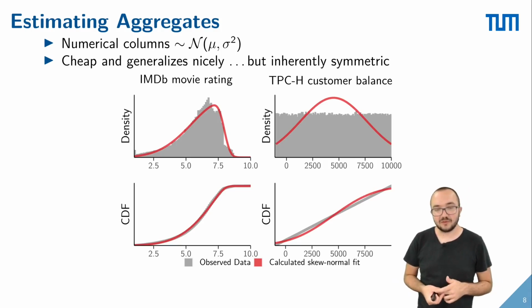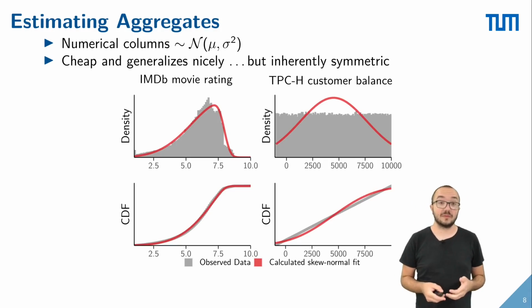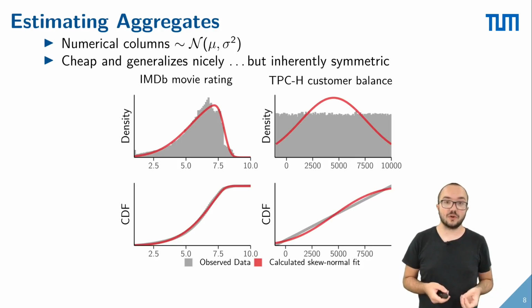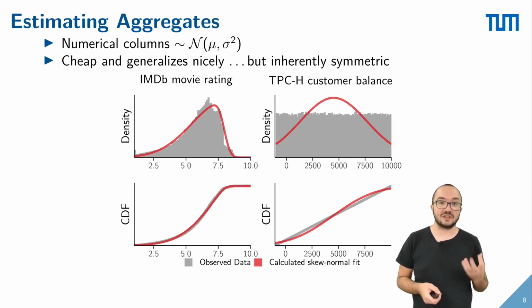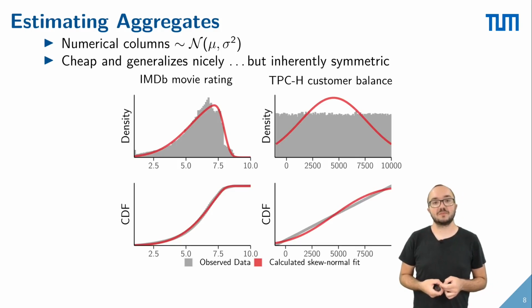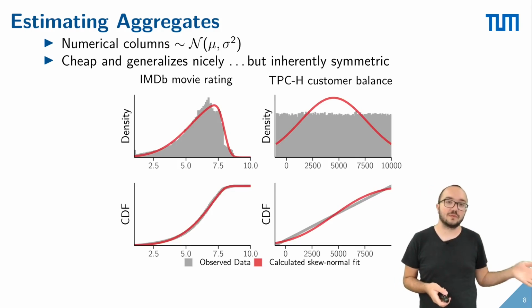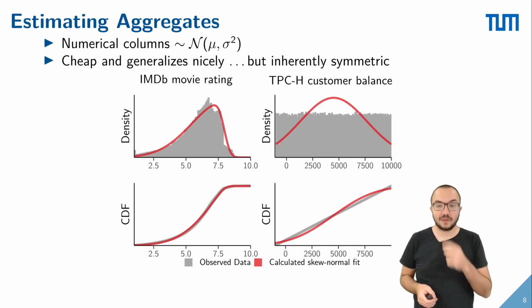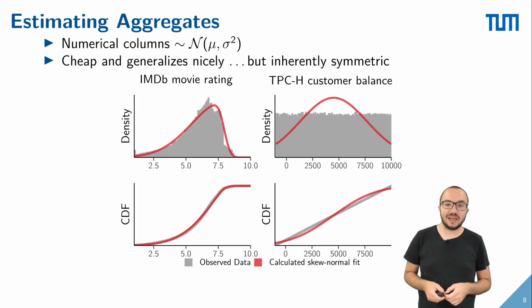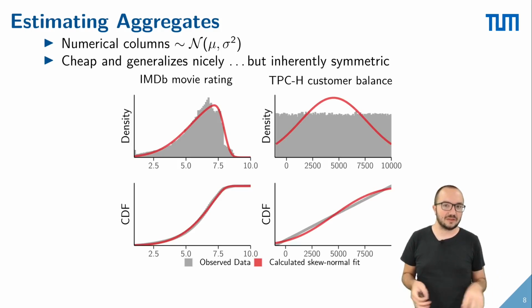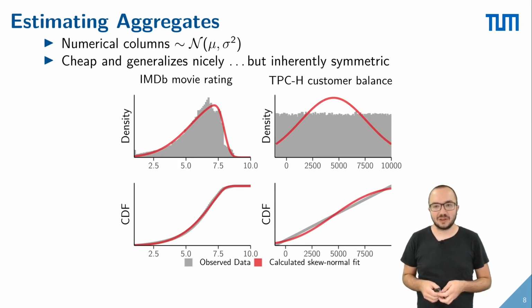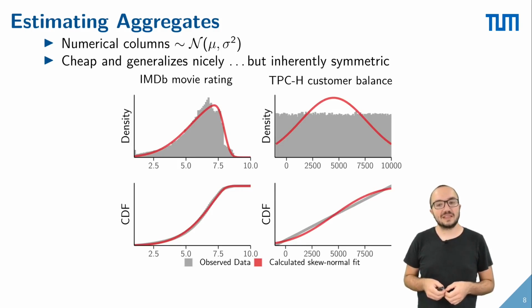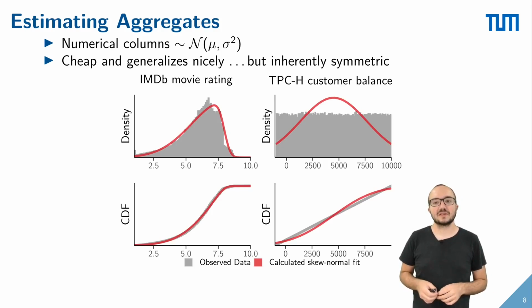When we look at real-world datasets, for example, the IMDb movie rating, a skew normal fit, what we then actually use, is a much better fit because it has a heavy long tail to one side, but still follows roughly a normal distribution. For TPC-H, which is just uniformly randomly generated, we get a much worse fit. However, the CDF is still roughly approximated, so it is good enough for at least a rough join estimation.